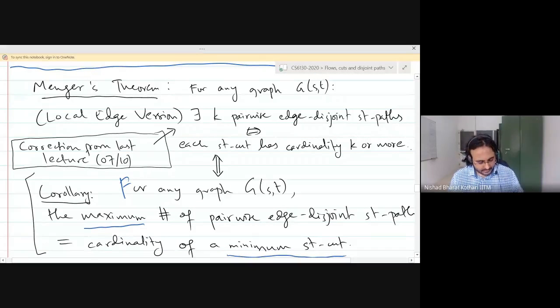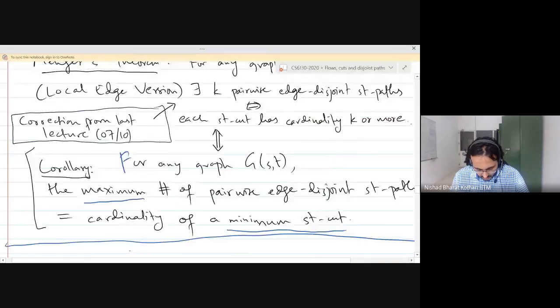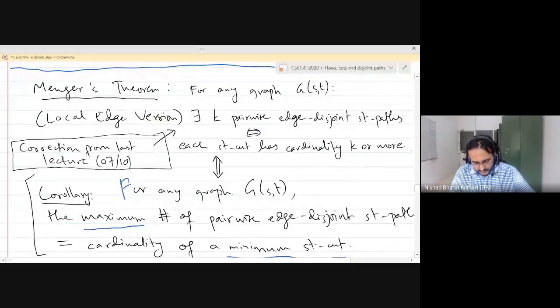So in the last lecture, I bungled up a bit in stating the local edge version of Menger's theorem. So here is the corrected version. For any graph G with specified vertices S and T, there exist k pairwise edge disjoint st-paths if and only if each st-cut has cardinality k or more.